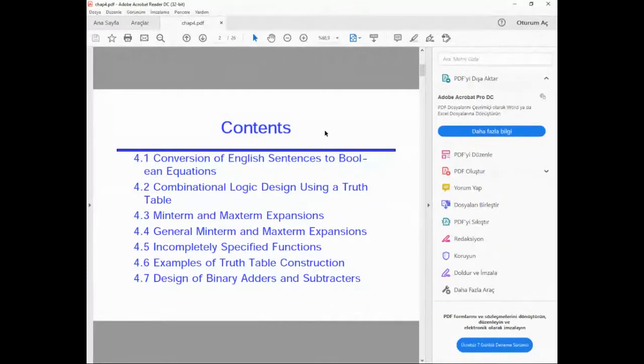Conversion of English sentences to Boolean equation. We will see combinational logic design using truth tables, and we will see min term and max term expressions. We will see what min term or max term means, and examples of truth tables and the design of binary adders and subtractors. This is our goal. We want to design adder and subtractors.